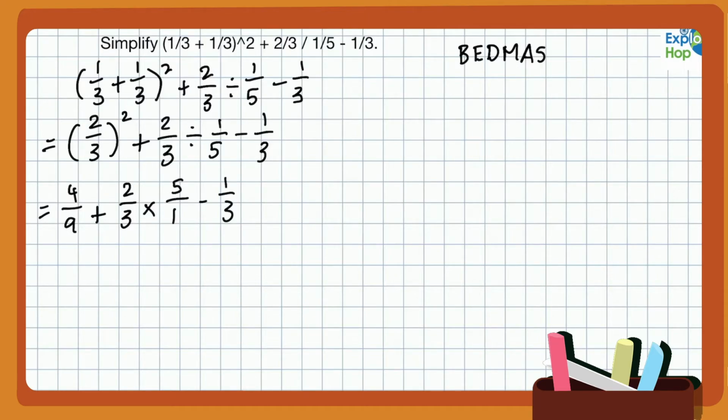And so now that the exponents and the division are done, we have multiplication to do. So that gives us 4/9 plus 2 times 5 is 10, and 3 times 1 is 3, plus 10/3 minus 1/3.